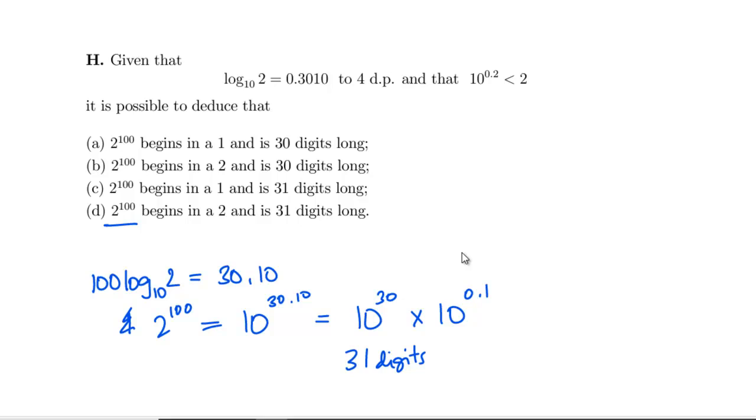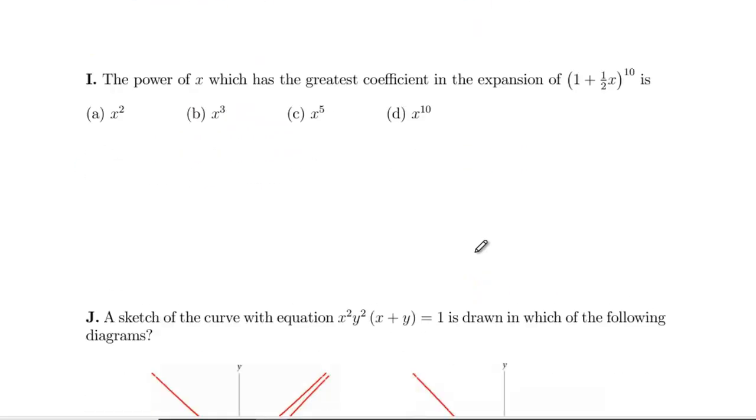And then I've got this 10 to 0.1, so that's less than 2. So it must be starting with a 1 then, mustn't it? Because it's a little bit bigger than this. And it's 31 digits and it's got to start with a 1. So that's C.